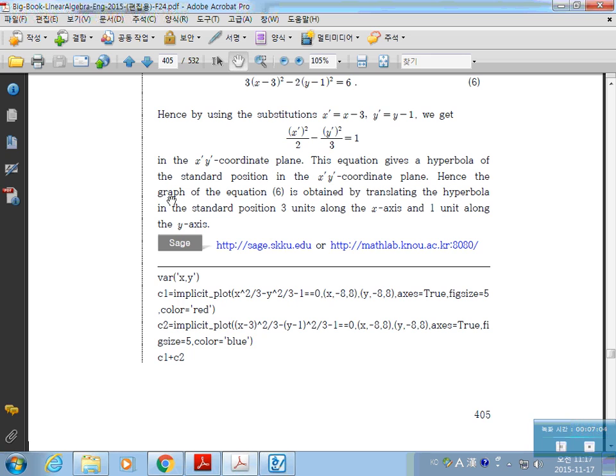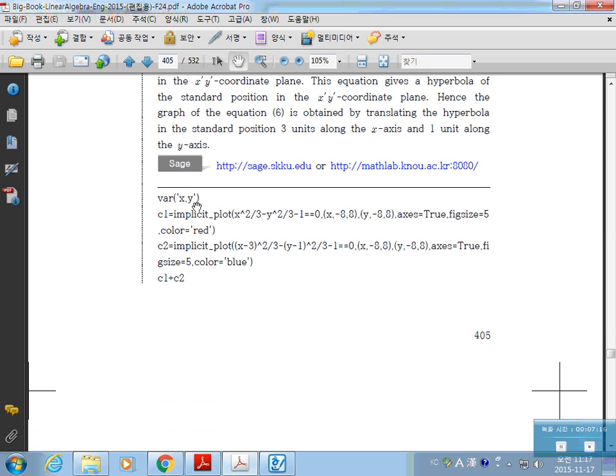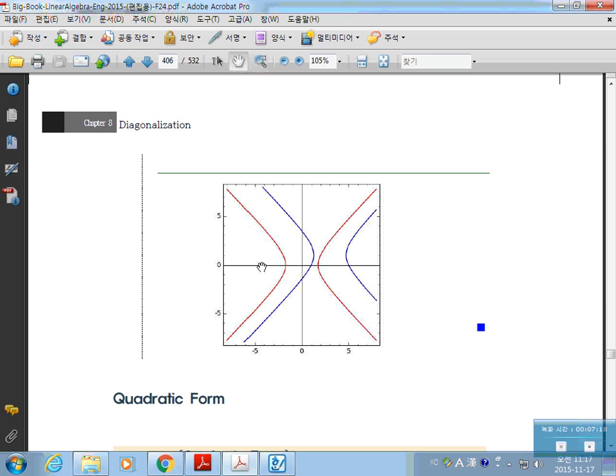This equation gives the hyperbola of the standard position in the x prime, y prime coordinate plane. Hence the graph of equation 6 is obtained by translating the hyperbola in the standard form, 3 units along the x-axis and 1 unit along the y-axis. You can draw the graph with this code that you see here. This is a standard form, and this is a translation. It has been moved 3 along the x-axis and 1 along the y-axis.